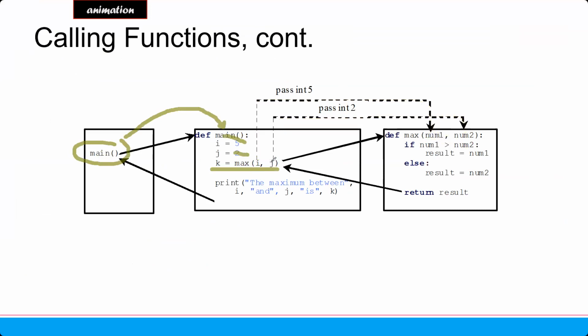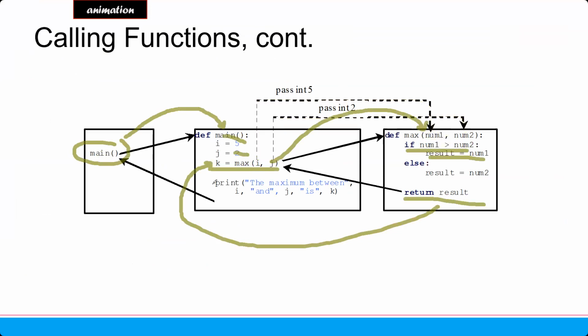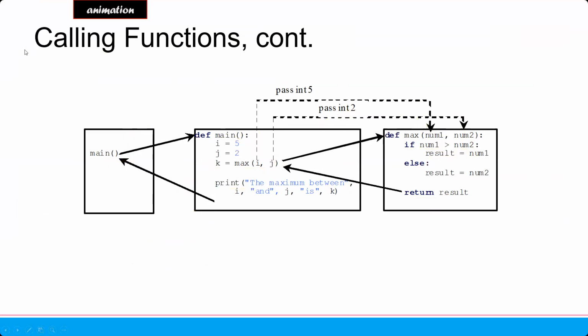When we call this one, it will go to the maximum function. Then we will do this one, this one, and then return the value to k. After that, we will print and return back to here. Okay, so this is the step for calling the function.